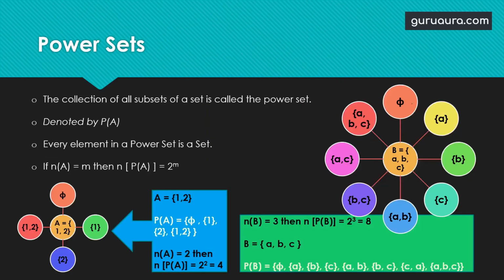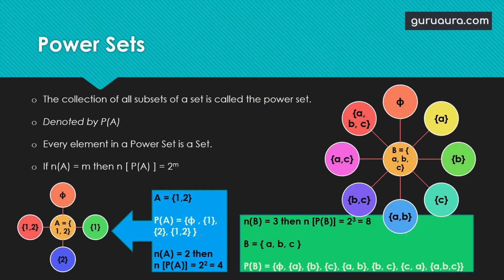Let's move to the next topic, that is the power sets. The collection of all subsets of a set is called the power set. Let's consider a set A with elements 1 and 2. Now, the set A has 4 subsets. Why? As the empty set is a subset of every set, a set with the elements 1 and 2, as every set is a subset of itself, then we have two singleton sets, a set with the element 2 and a set with the element 1. These four subsets together form a power set.